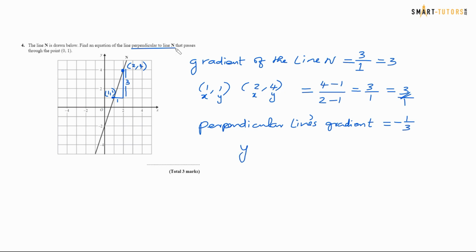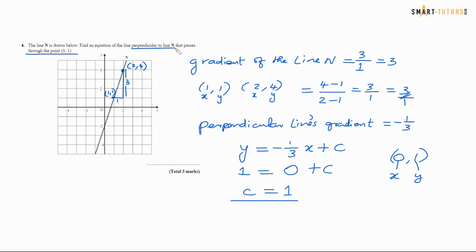So what is the straight line's equation? y equals minus 1/3 x plus the intercept we don't know. But that line is passing through 0, 1. So 0, 1 means 0 is x and the 1 is y. So if you plug into the equation, 1 equals minus 1/3 times 0, which is 0, plus c. So we found c equals 1. So finally, the equation of the perpendicular line to n is y equals minus 1/3 x plus 1.